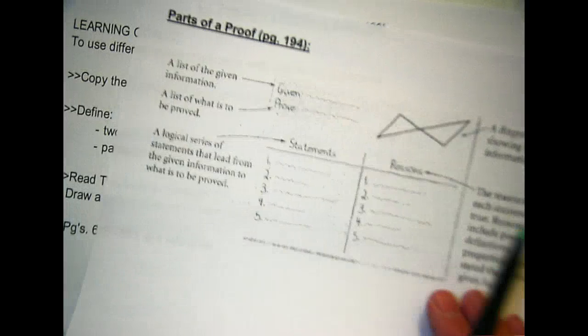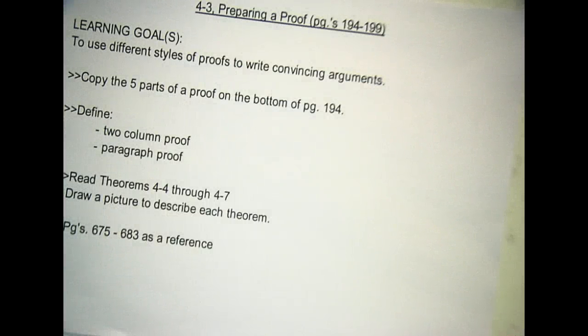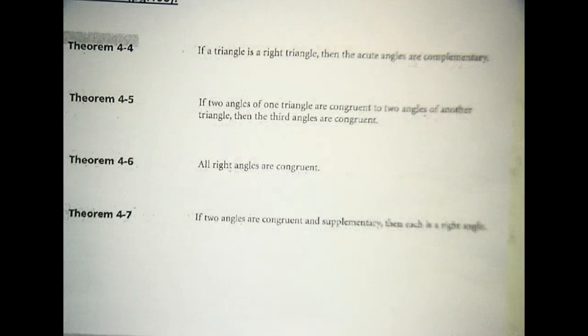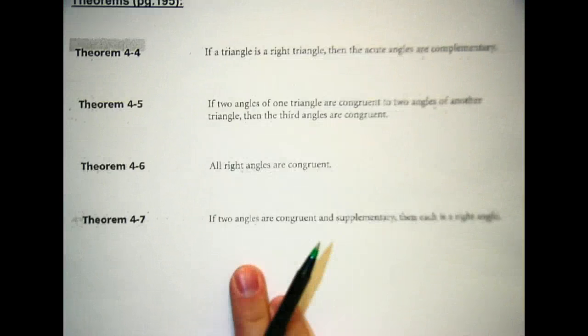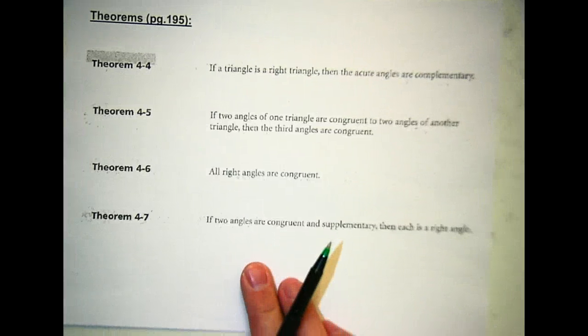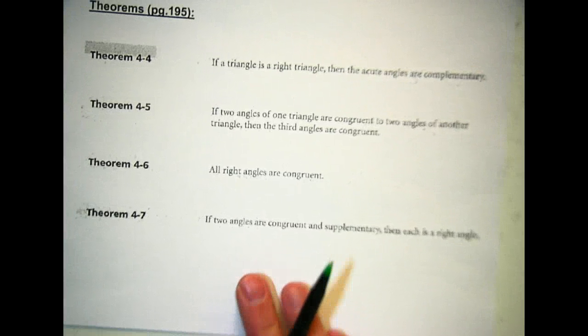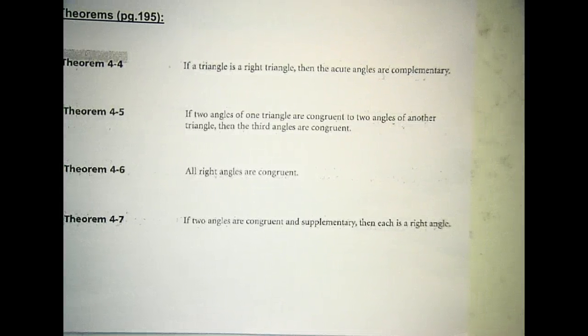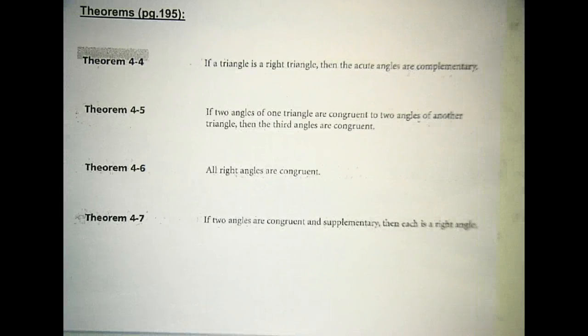All right, so let's talk about some theorems here. Theorem 4.4, 4.5, 4.6, and 4.7. There we got it. These are on page 195. Some of them you already know, and they're like duh statements because you've dealt with them before. Some of them you may not have heard. Okay, let's check it out. 4.4. Let's try to draw a picture of each one of those there. Okay. If a triangle is a right triangle, then its acute angles are complementary.